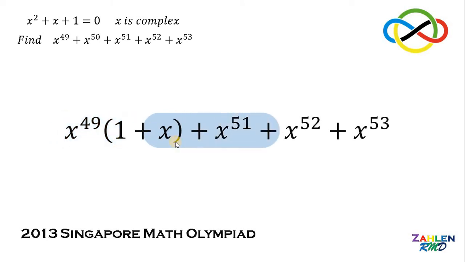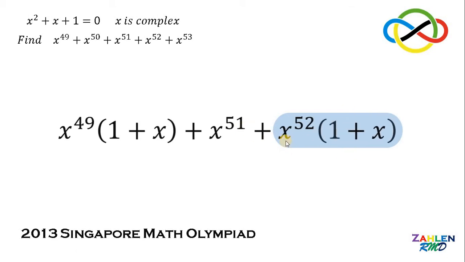Now, let's focus on these two terms. We have x raised to 52 plus x raised to 53. At this point, let's factor out x raised to 52. If we do that, we get x raised to 52 multiplied by 1 plus x. Now the question is, what is the value of 1 plus x?